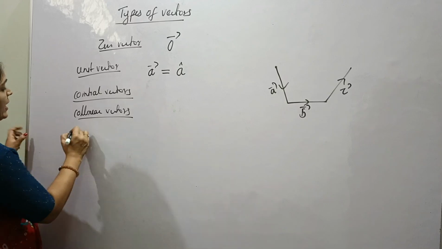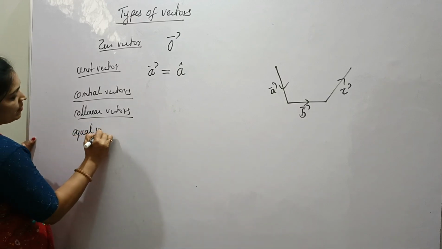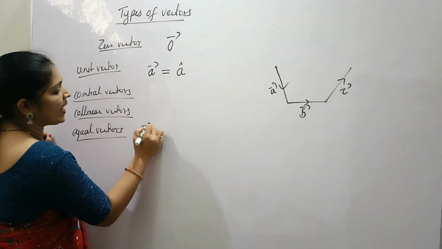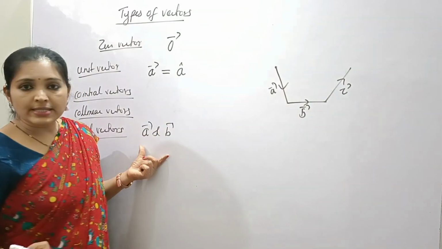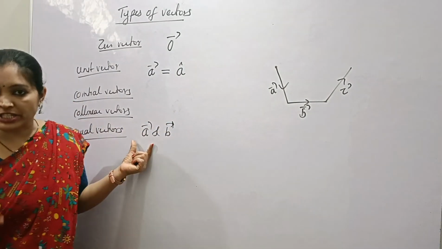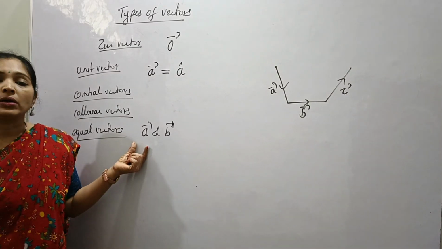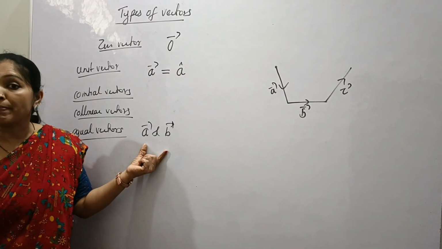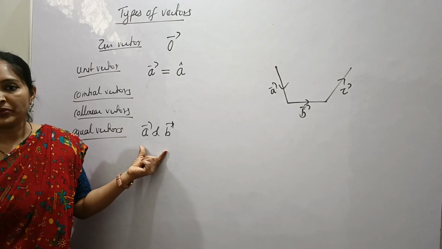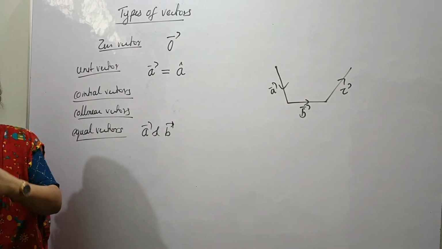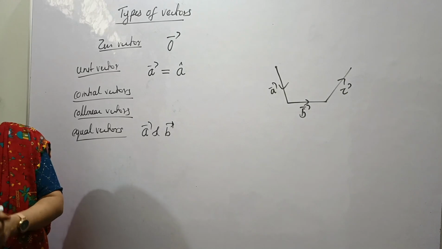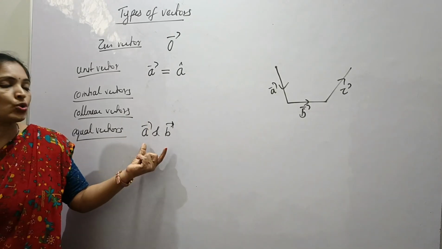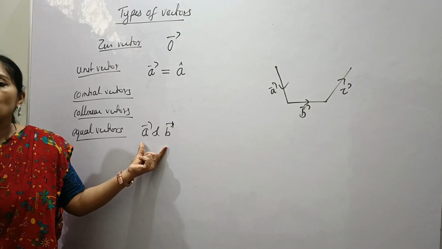Next is equal vectors. Two vectors, vector A and vector B, are said to be equal vectors if they have the same magnitude and the same direction. If two vectors have the same magnitude and the same direction, then these two vectors are equal vectors.